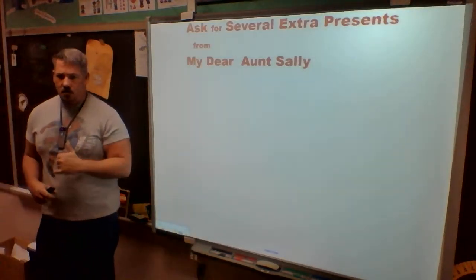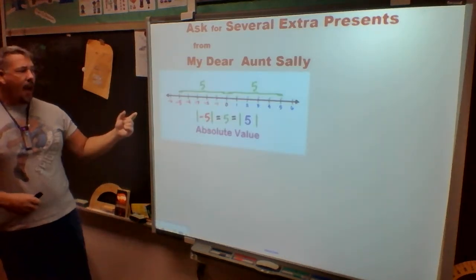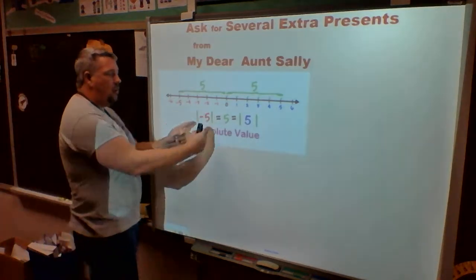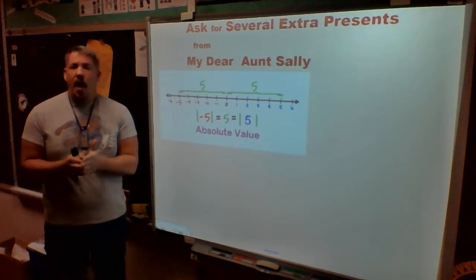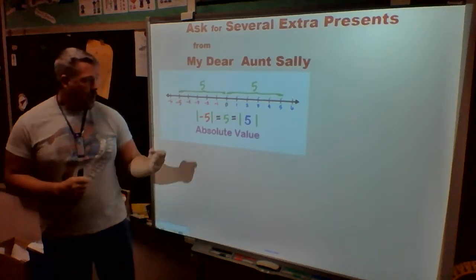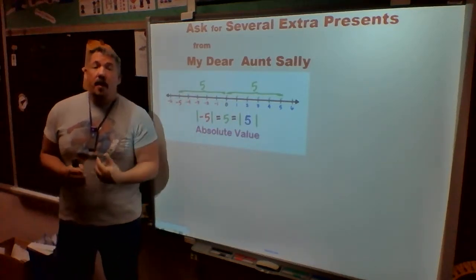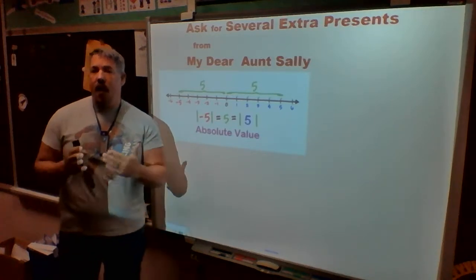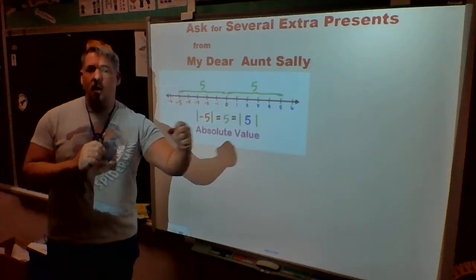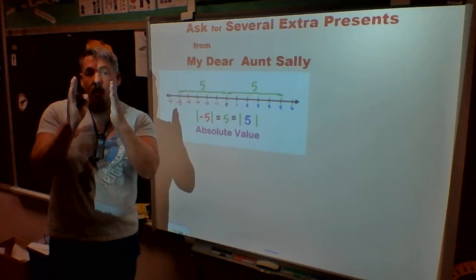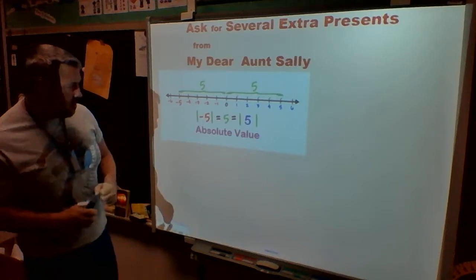Asking for several extra presents from my dear Aunt Sally. Absolute value is the ask. The absolute value, once again, are these vertical lines going straight up and down with something in the center. It's, once again, how many steps from 0 is that number? If it's a positive 5, well, it's 5 steps from 0. If it's a negative 5, it's still 5 steps from 0. So absolute value, once again, is whatever's inside those absolute value lines is just that number as a positive. If it is a positive inside those lines, it stays a positive. If it's a negative, it becomes a positive. That's the only thing that changes.